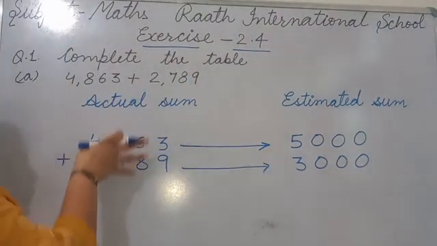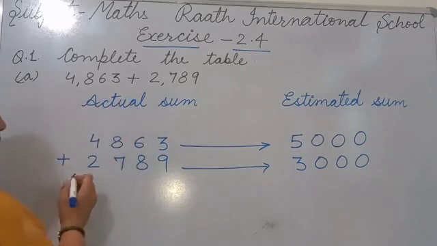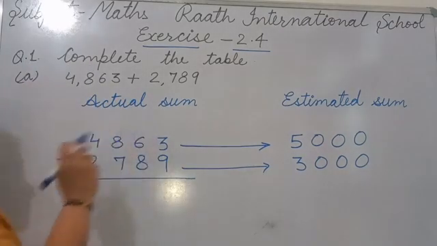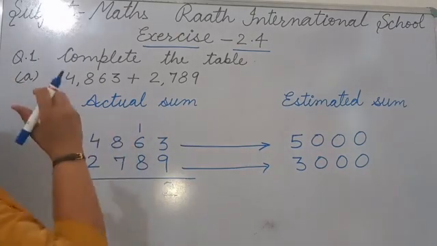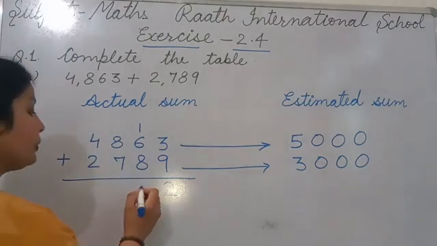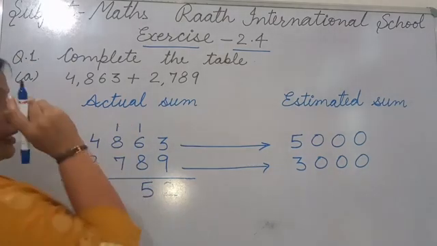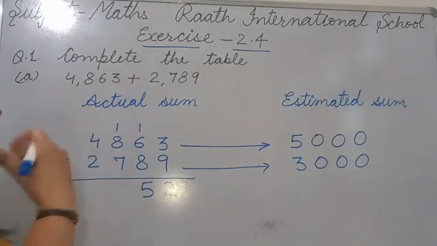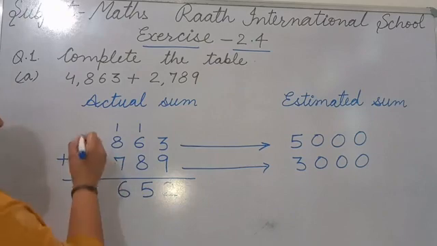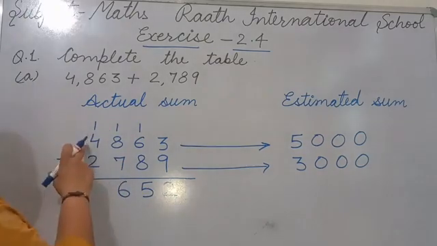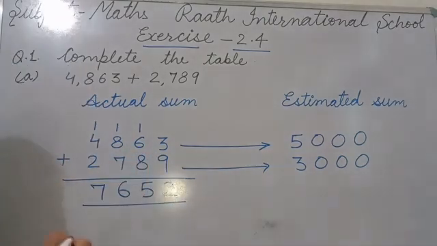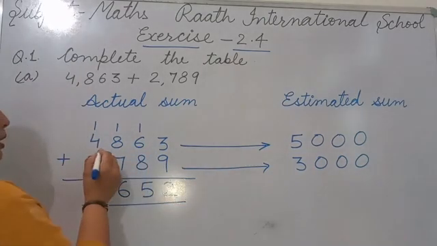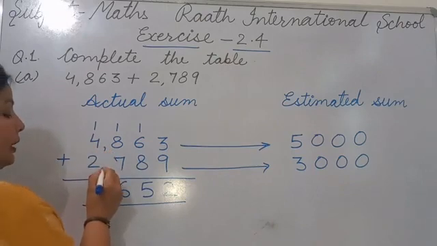Now we add them, so we will get our actual sum. Now we add 9 plus 3, 12. So we write here 2 and 1 goes carry. Now 6 plus 1, 7, and 7 plus 8, 15. So we write here 5 and 1 goes carry. Now 8 plus 1, 9, and 9 plus 7, 16. So we write here 6 and 1 goes carry. Now 4 plus 1, 5, and 5 plus 2, 7. So our actual sum is 7652. Now you can put a comma here also to separate the period.